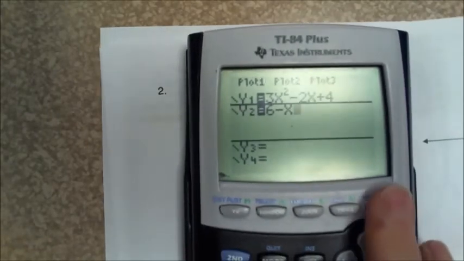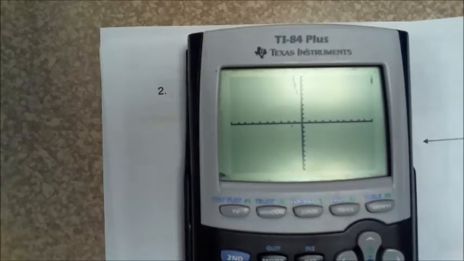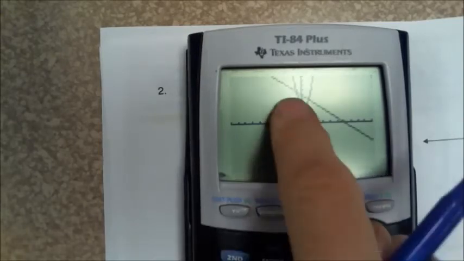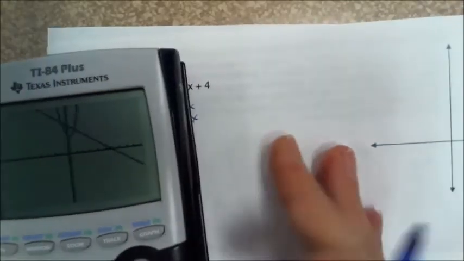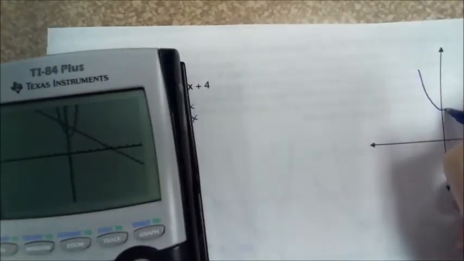Same thing. All right, so let's take a look at this one. All right, we have 2 points of intersection, one in quadrant 2 and the other in quadrant 1. So let's just graph this up here.